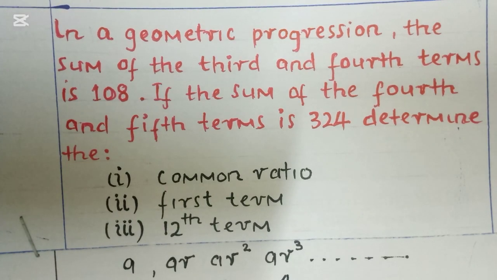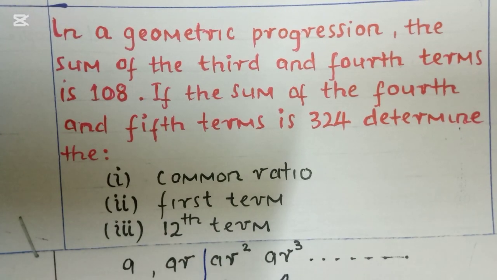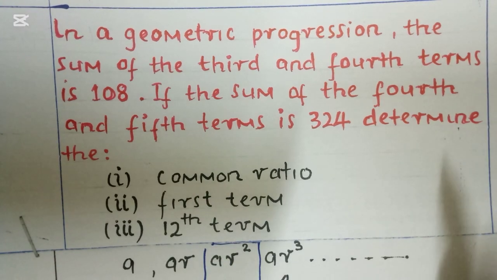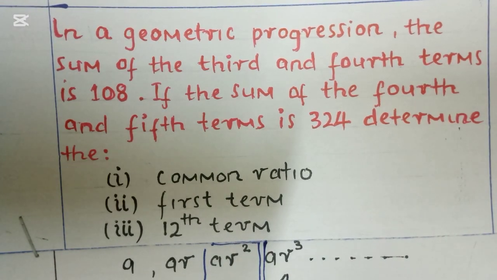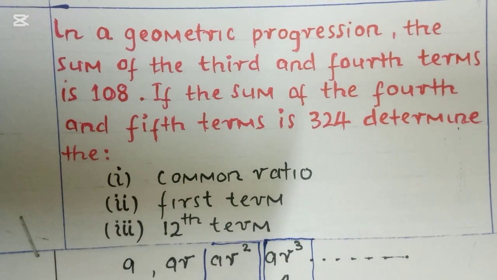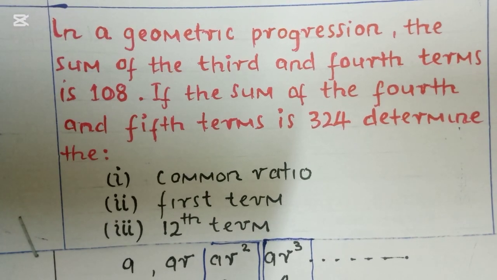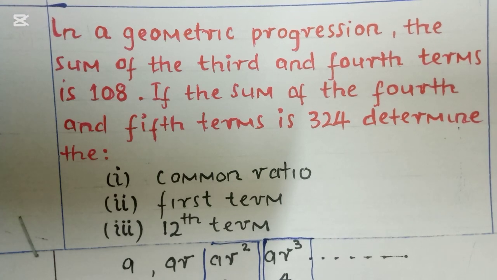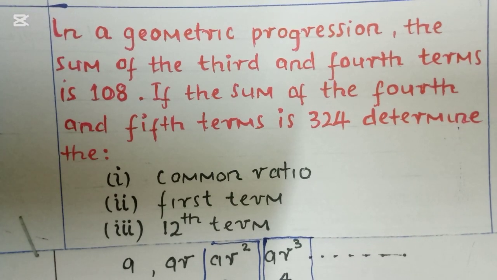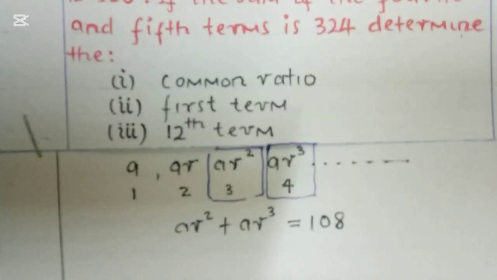So we are told the sum of the third and the fourth is 108. The third term is here already, AR^2, and this is the fourth term, AR^3. So I can write AR^2 + AR^3 = 108, like that.